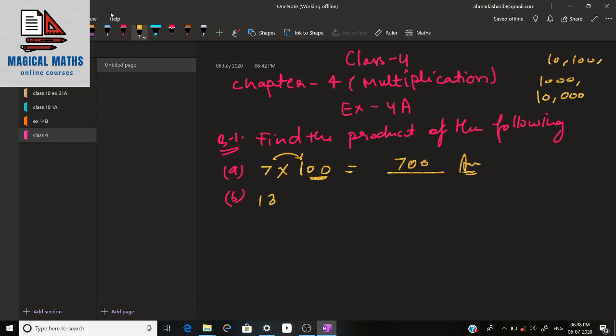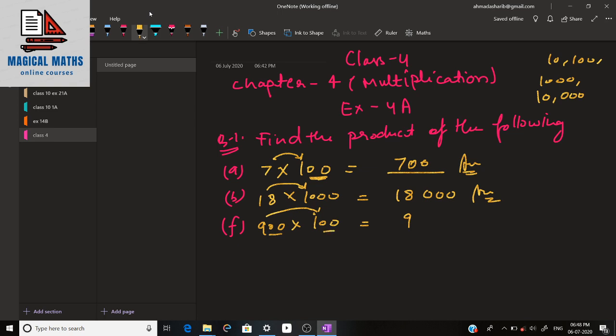18 into 1000. So 18 ones are 18 and 3 zeros as they are. This is your answer. In the same way you are going to do the rest of the questions. I'm going to explain one more part, which is F, and the question is 900 into 100. So 9 ones are 9, and 2 zeros here and 2 zeros here, so total 4 zeros you have to place. So your answer is 90,000.